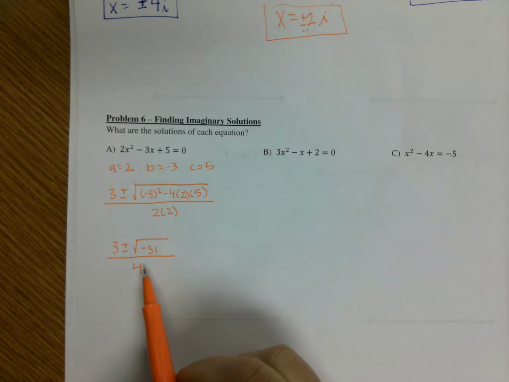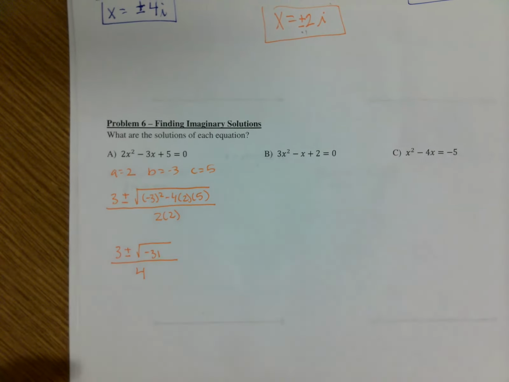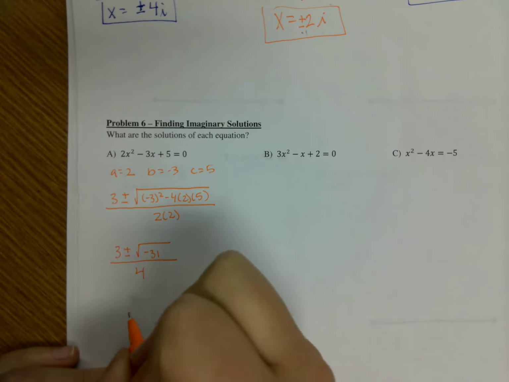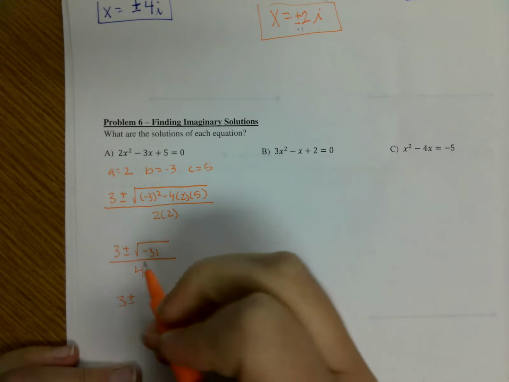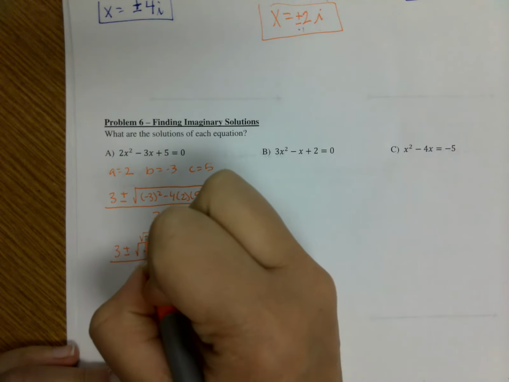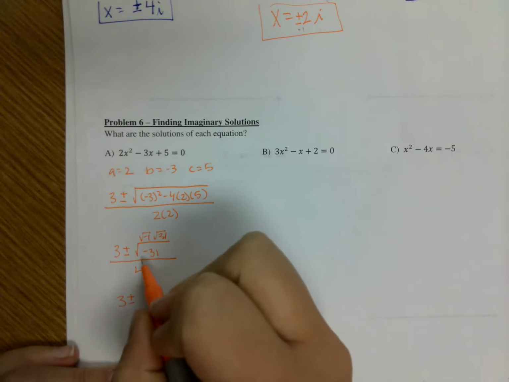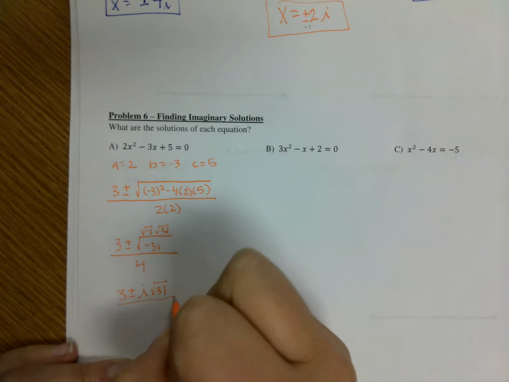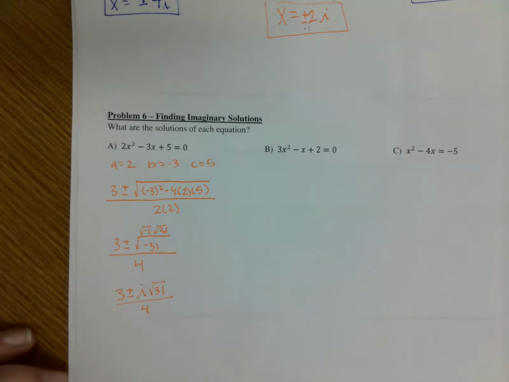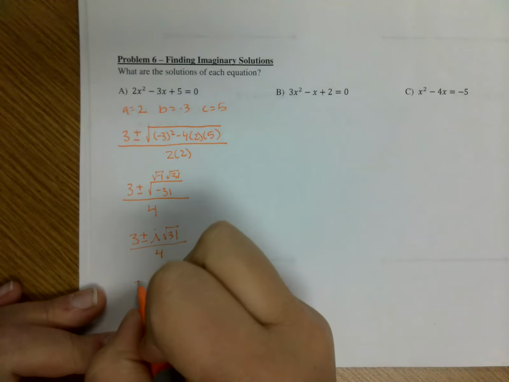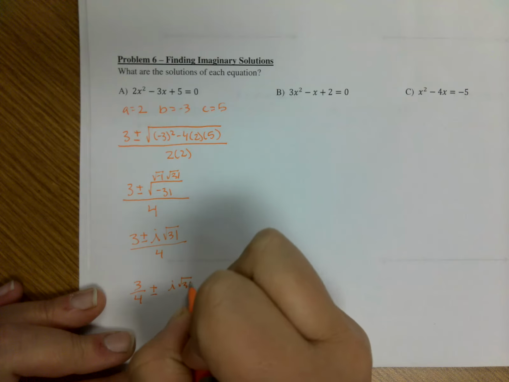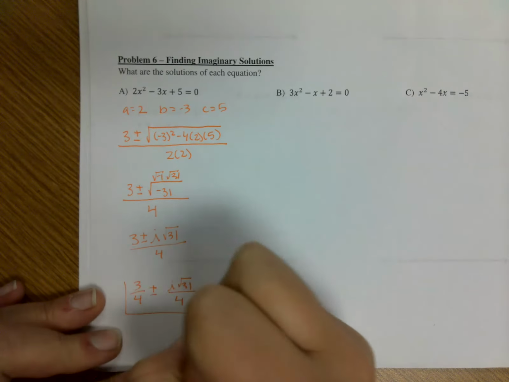Now I'm going to have a square root of a negative. I want to see if I can simplify the square root of 31. I can't. 31's prime. But you can simplify this negative. So this becomes 3 plus or minus, because this is like a square root, negative 1 times square root 31. Square root of negative 1 is i. And I still have my square root 31 over 4. I can't simplify this any further. So my final answer would be 3/4 plus or minus i square root 31 over 4.